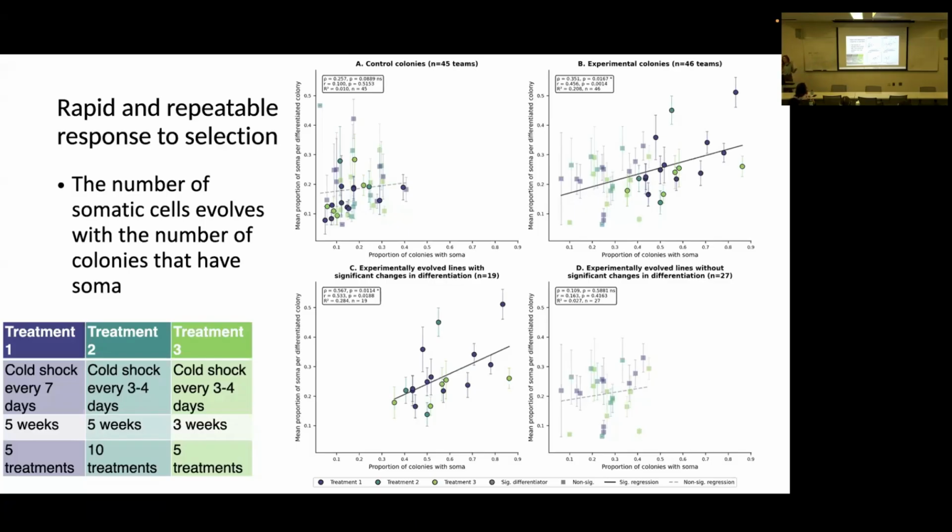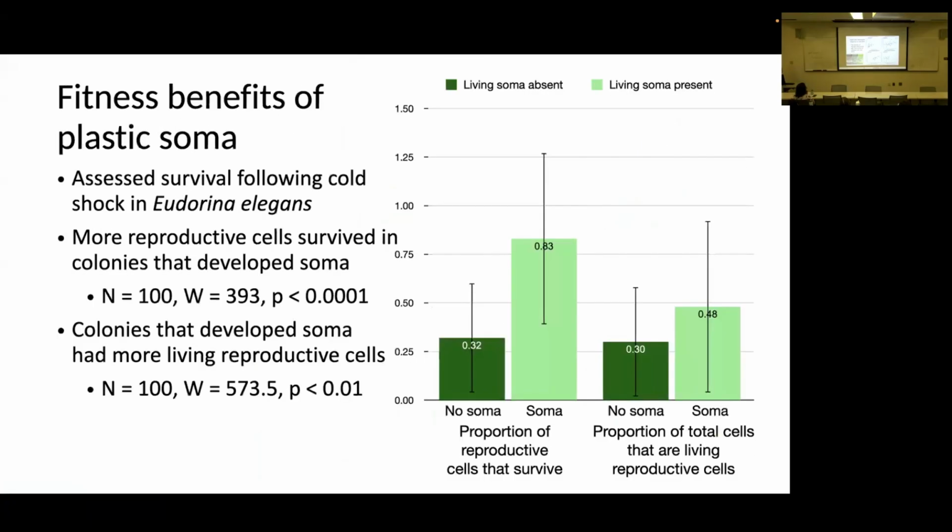So there is this correlation between how likely a colony is to have somatic cells and how many somatic cells it develops. Is this because of the underlying genetic architecture, or could this be driven by selection? Those are not mutually exclusive possibilities.